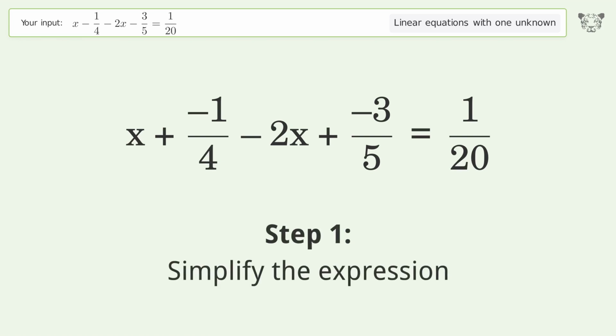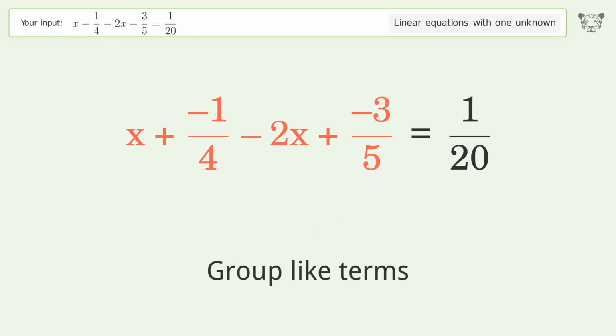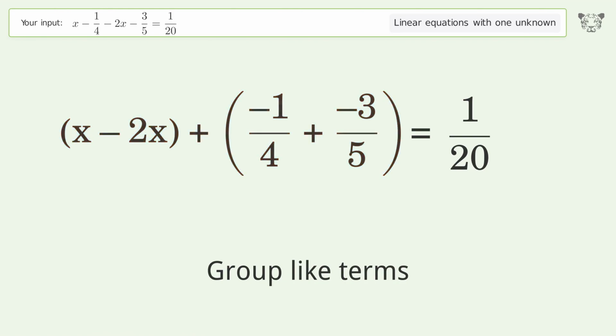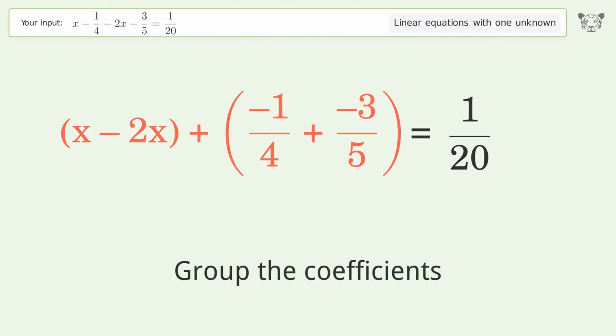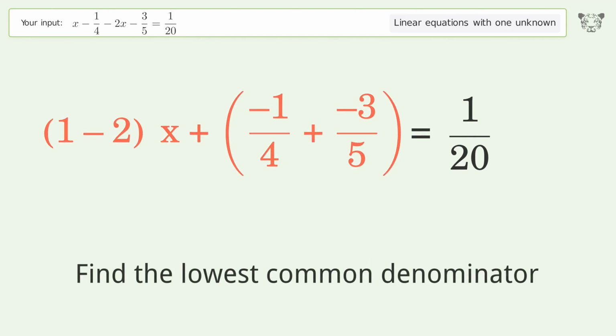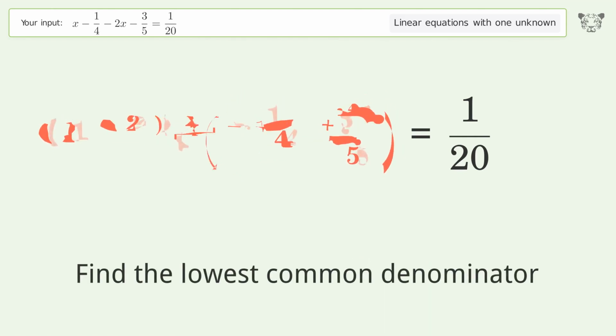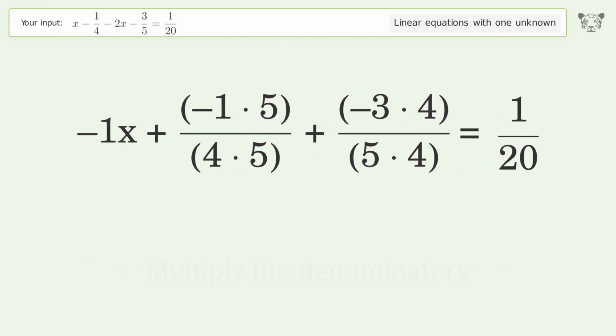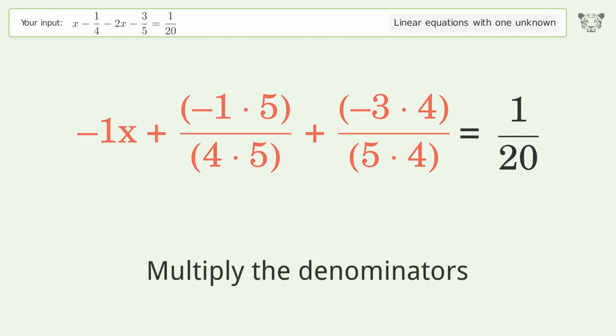Simplify the expression. Group like terms. Group the coefficients. Find the lowest common denominator. Multiply the denominators.